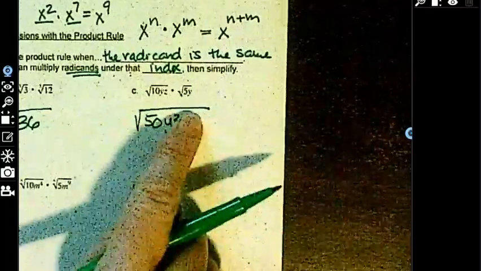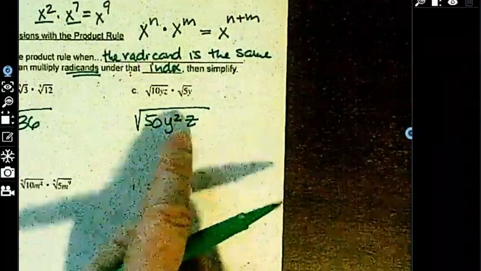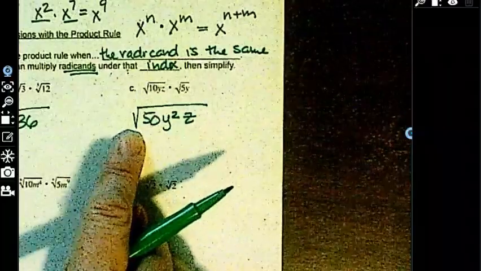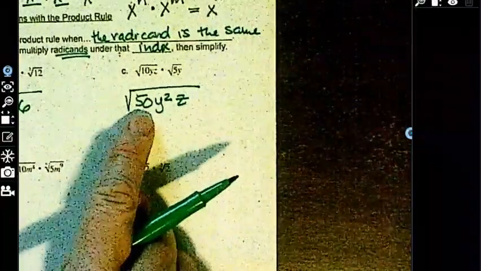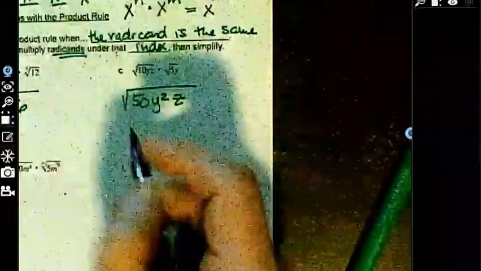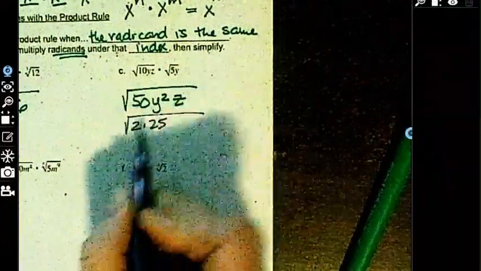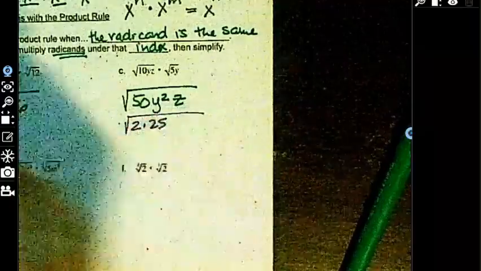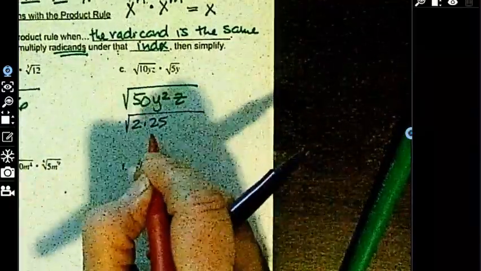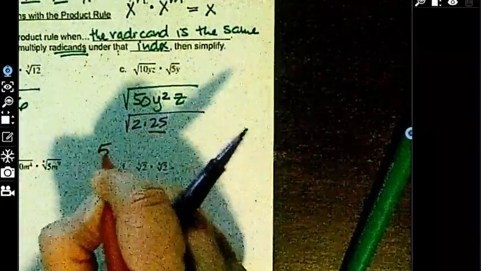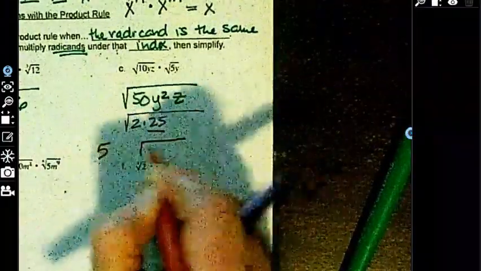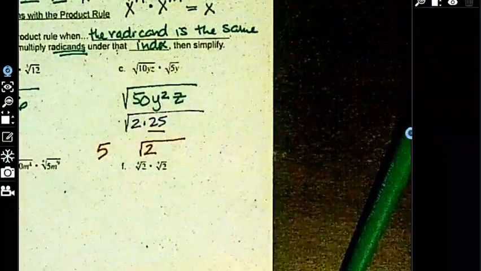Now I have to ask myself, now that I've multiplied it together, can anything come out? And the answer is yes. 50 can be factored into 2 times 25. And the square root of 25 is 5, so the 5 can come out. Well, the 2 would have to stay underneath the square root sign.